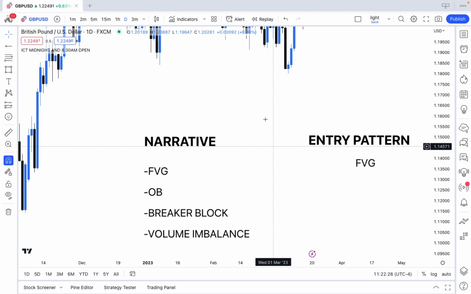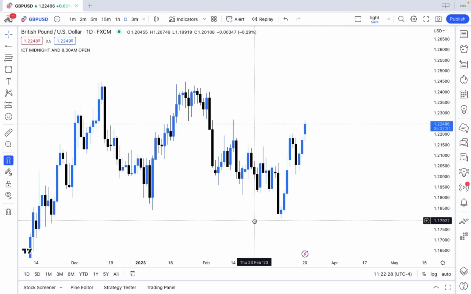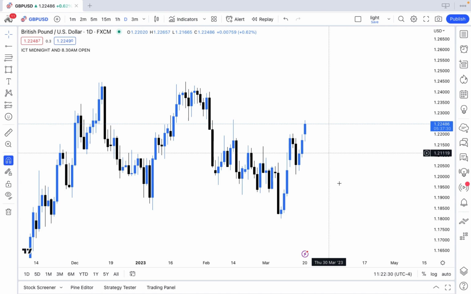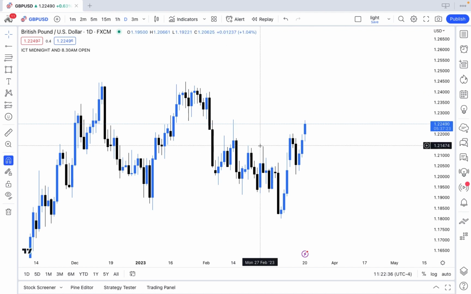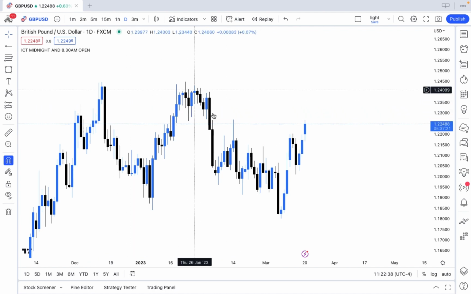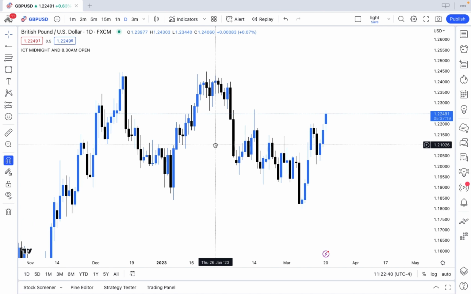Think of narrative as the story these candles are telling. You look at this piece of price action, and if you understand the specific tools used to orient yourself properly in price, you can know exactly what's happening, and you can know when you don't know what's happening, which has a great amount of value.